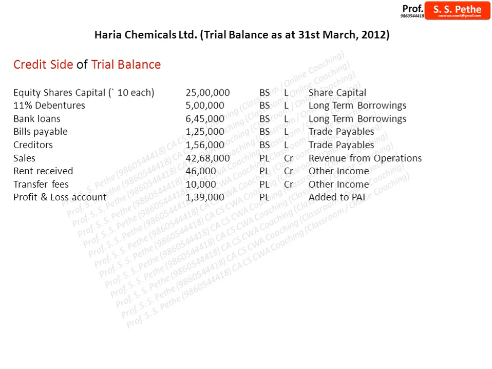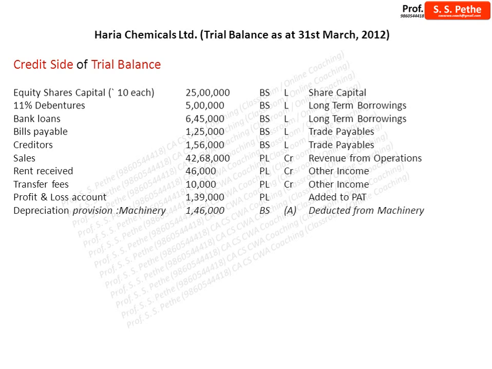See, this profit and loss account is having a credit balance given in the trial balance. It means it shows the previous balance in the profit and loss account, last year's balance. It will be added to the profit after tax of this year.